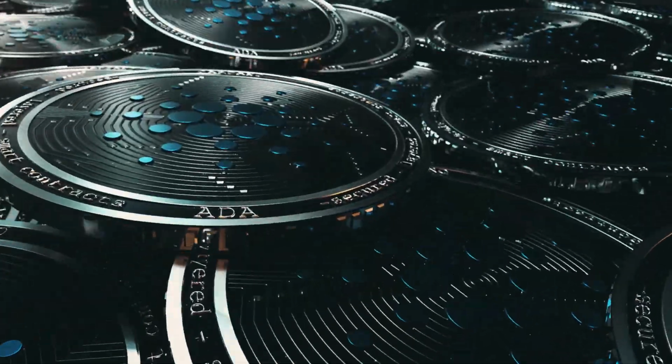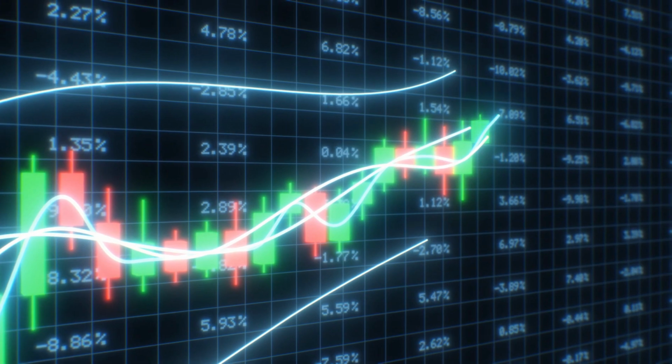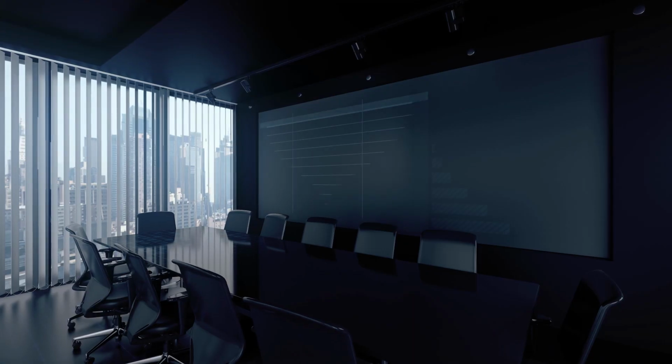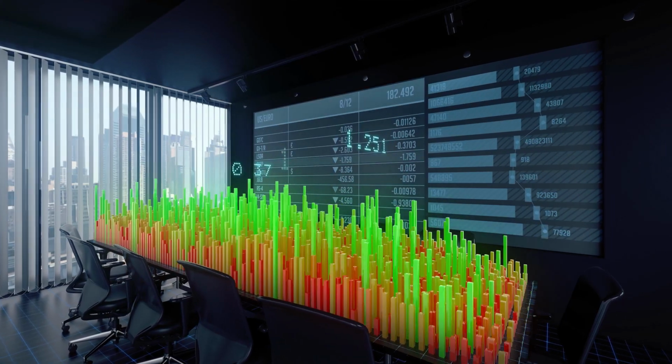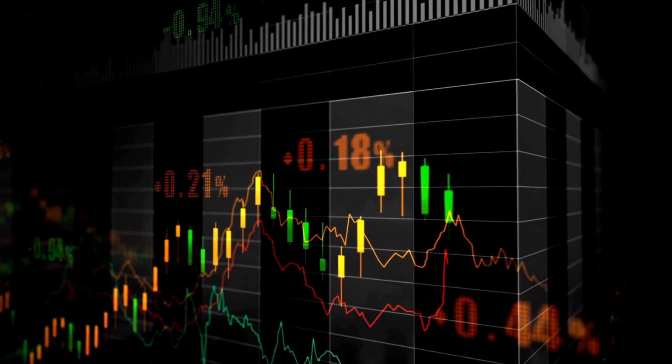People have been stacking up Cardano as the price action has been moving steadily up. In this particular video, we're going to be talking about the price action of Cardano ahead of the Vasil upgrade and what that might mean for the price action of Cardano.